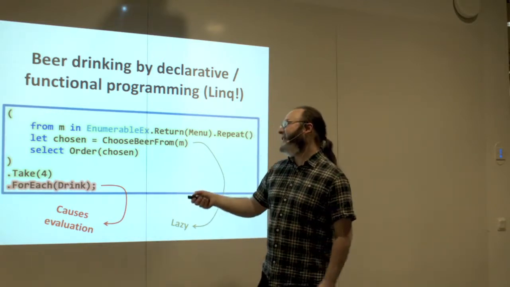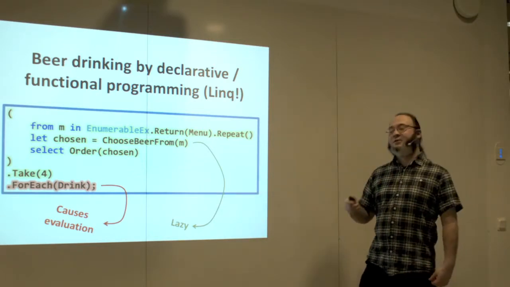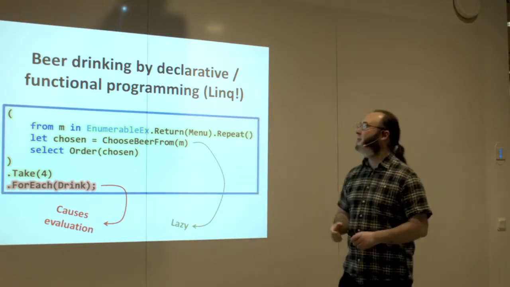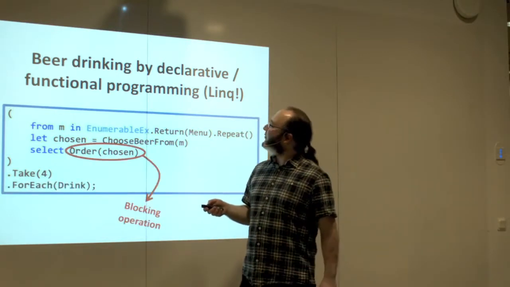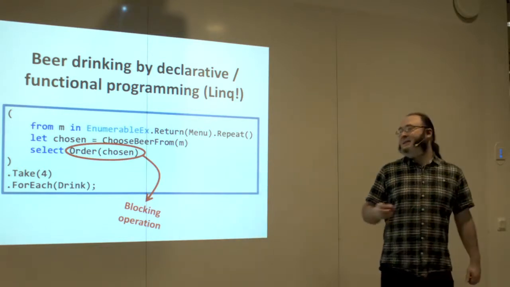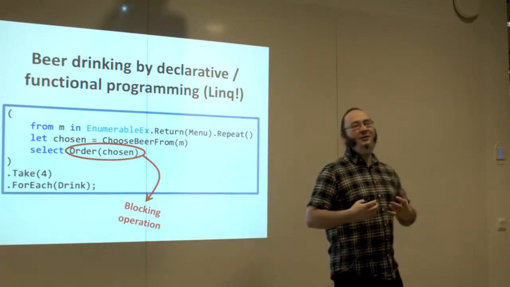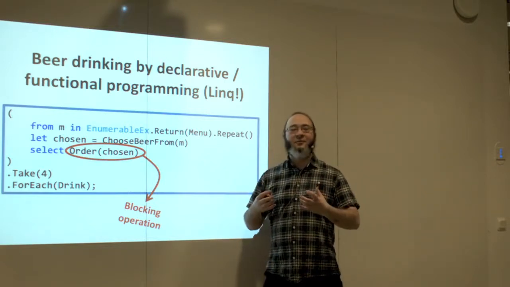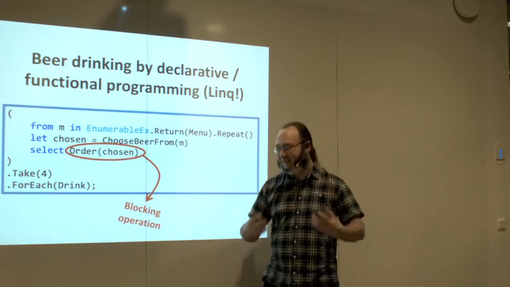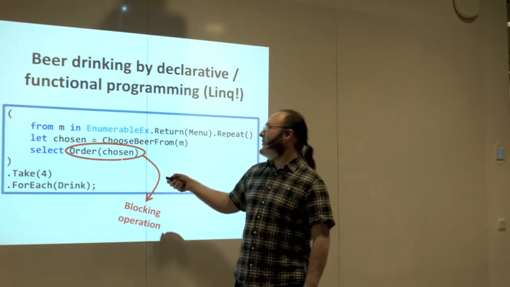And it's not until we get down to the very bottom here that we actually need values. ForEach is something that demands values. It says, I need something to work on. So the thing about all of this is that it's blocking. Okay, so that call there, that order, what happens when you're drinking beer and you have to order one more? You're blocked. You're sat there waiting, feels like an eternity, eventually it comes. And then you go around the loop again, and you're blocked here.